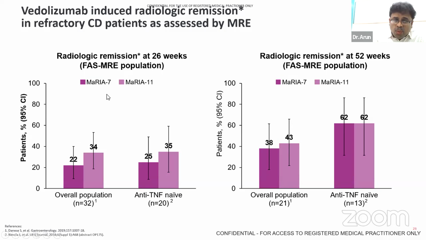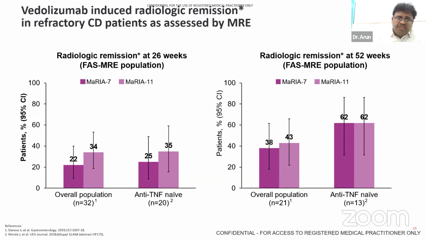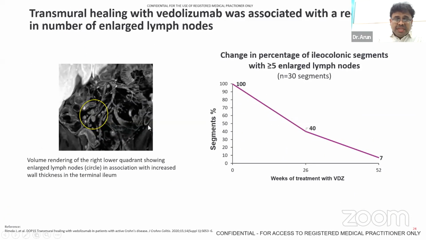The main thing is the radiological response by MRE. When compared to anti-TNF naive patients, vedolizumab has a potential response. That is what you look at when you set a target for this kind of regimen. Apart from that, with transmural assessment, vedolizumab was associated with a significant reduction in lymph nodal encasement. In this graph, the right lower quadrant shows prominently enlarged lymph nodes with the terminal ileum showing increased wall thickness. Over a period of time, with vedolizumab support, the percentage of ileocolonic segments with enlarged lymph nodes comes down significantly. That shows a significant impact on how the patient responds to vedolizumab.